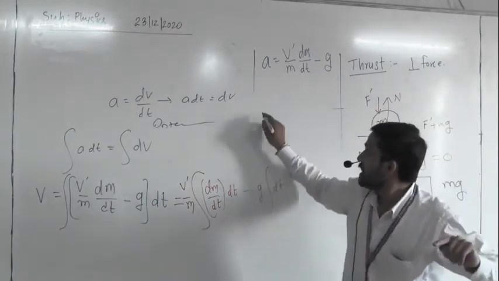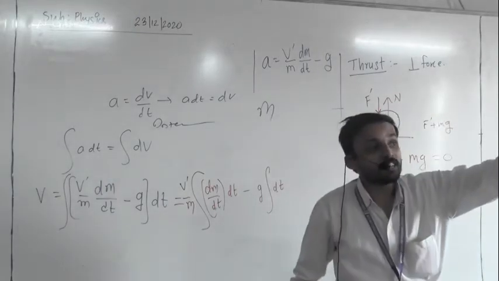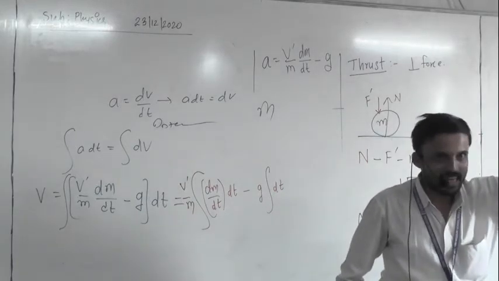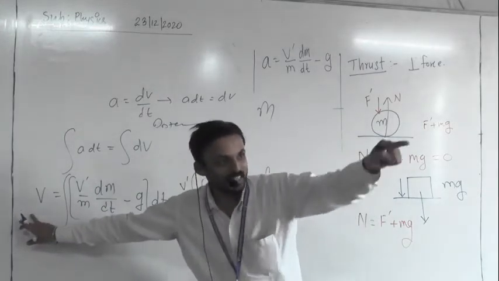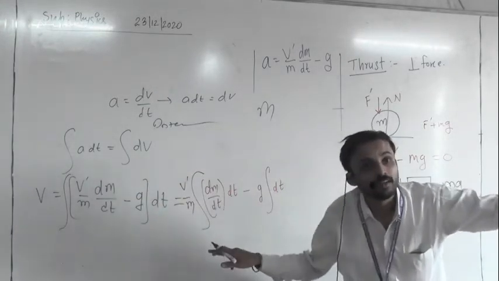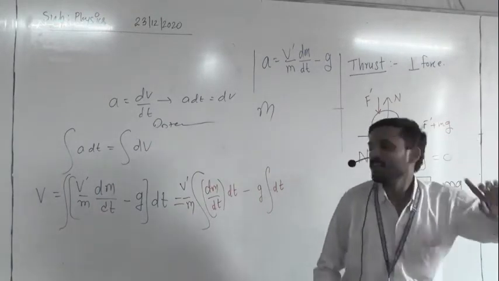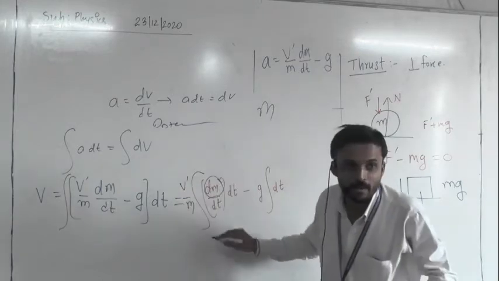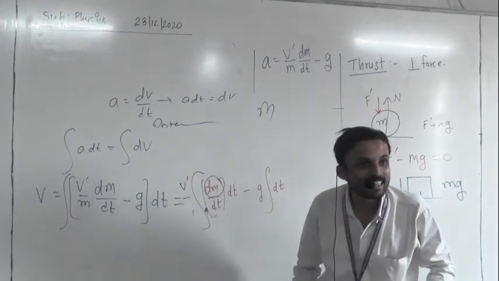But m will not be constant, because m is the mass of the rocket at any time t. This is the velocity at any time, but at that time the rocket has a different mass. It may not be m naught. Getting the point? That is somewhat critical. If you are taking this to be variable, then you have to keep m inside the integral.